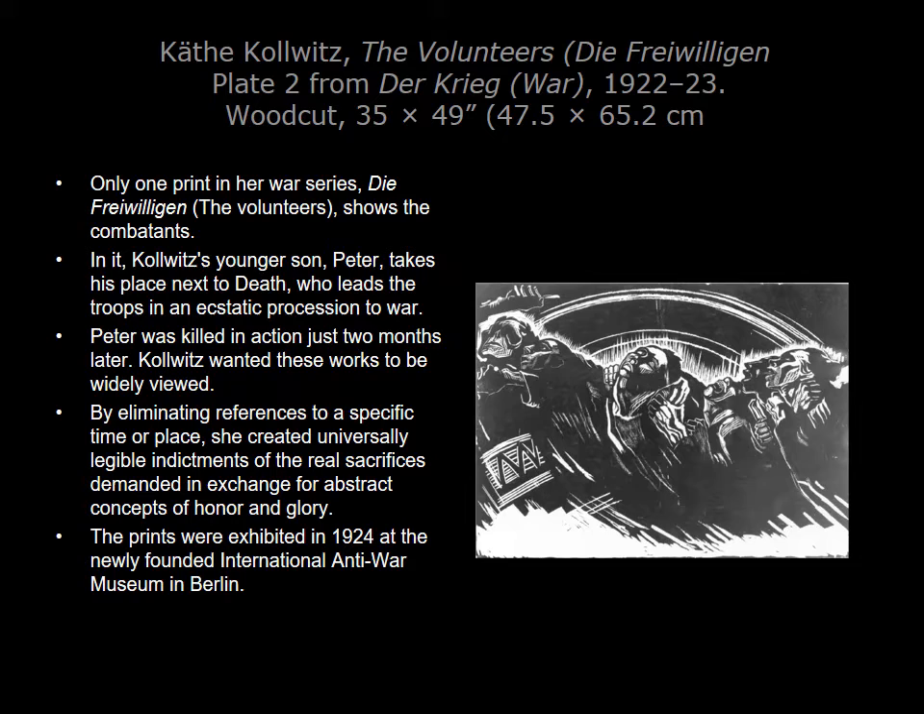So I want to look at the volunteers just a little bit more briefly. In this print, it actually shows combatants from the war, so it's different than those others, which were the mothers and the mother and husband kind of brief images. But in it, Kollwitz's younger son, Peter, is actually placed next to death, right? So death is at that far left, and has what looks like a scream kind of mask here. So he's placed next to death, and death is leading these troops into a procession, basically to war.